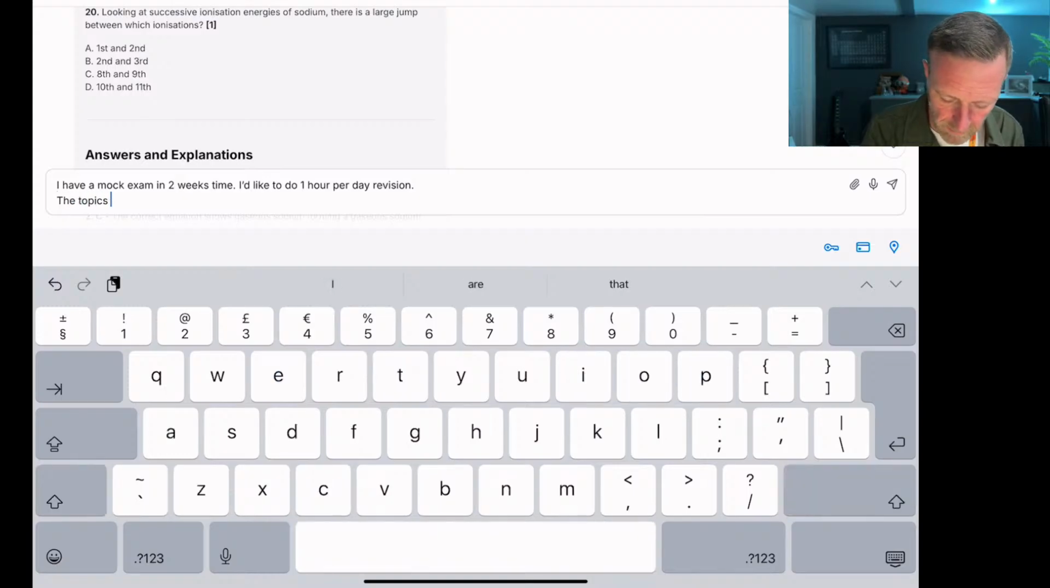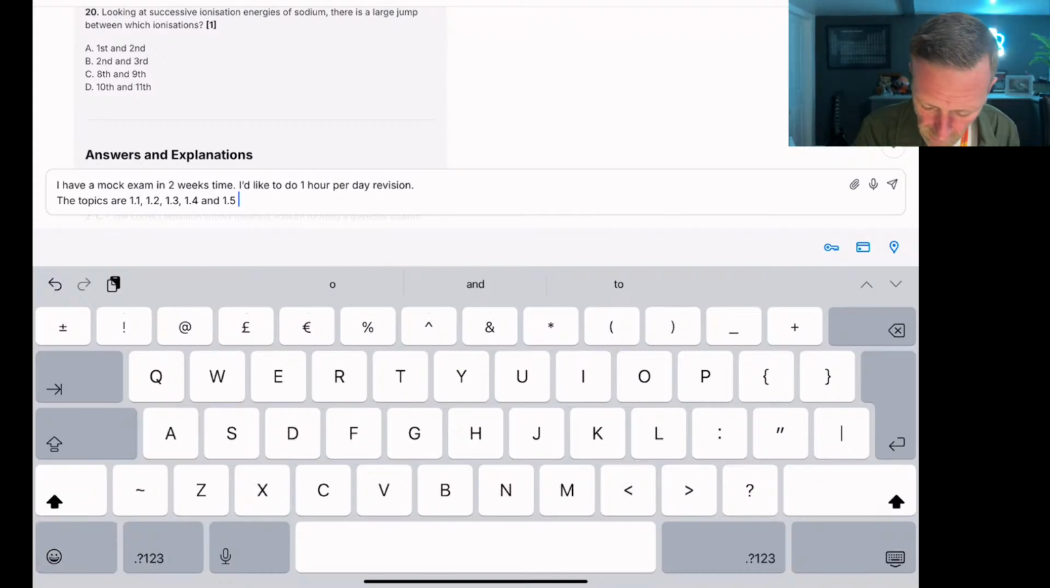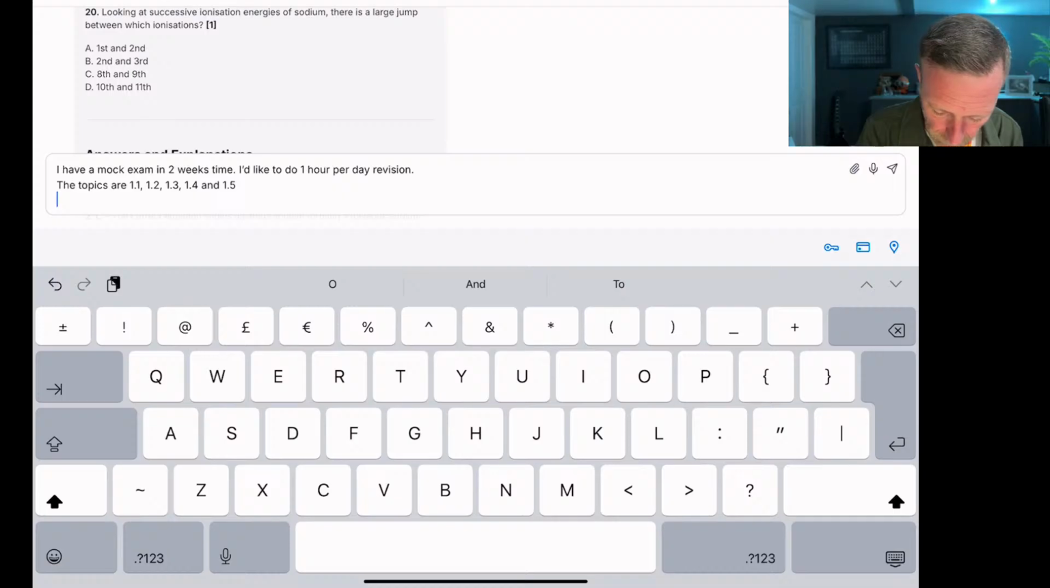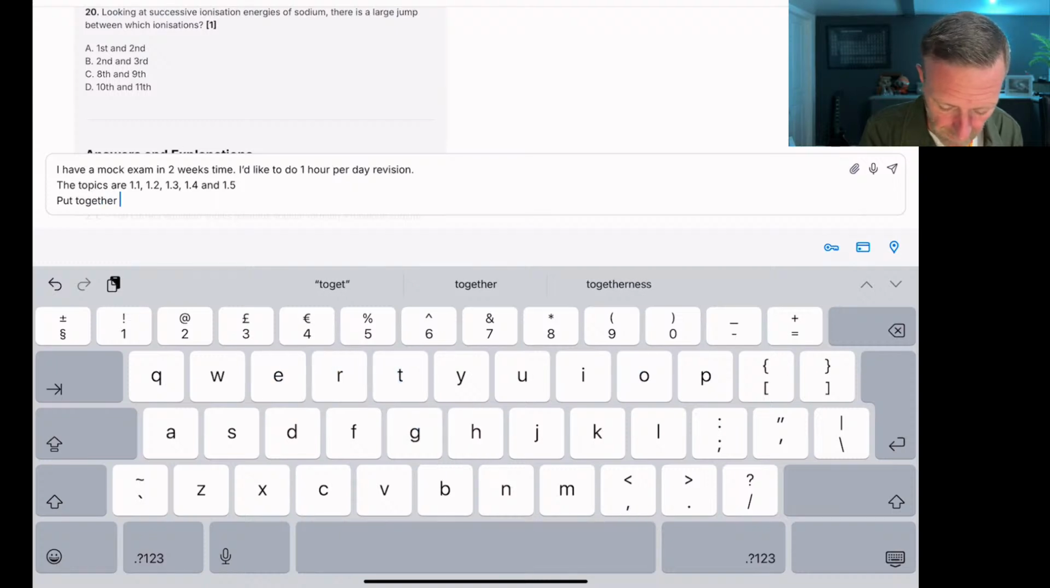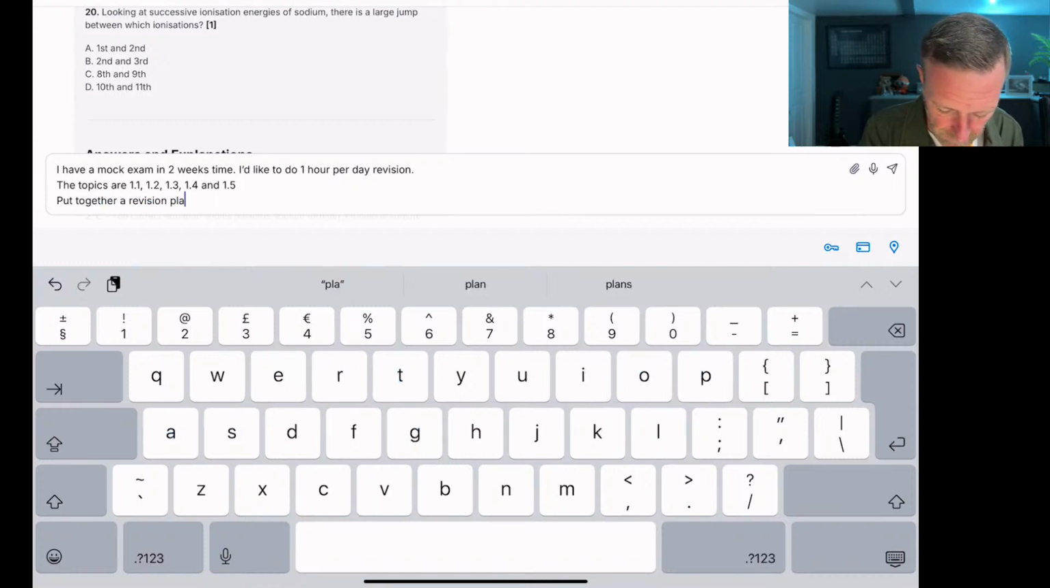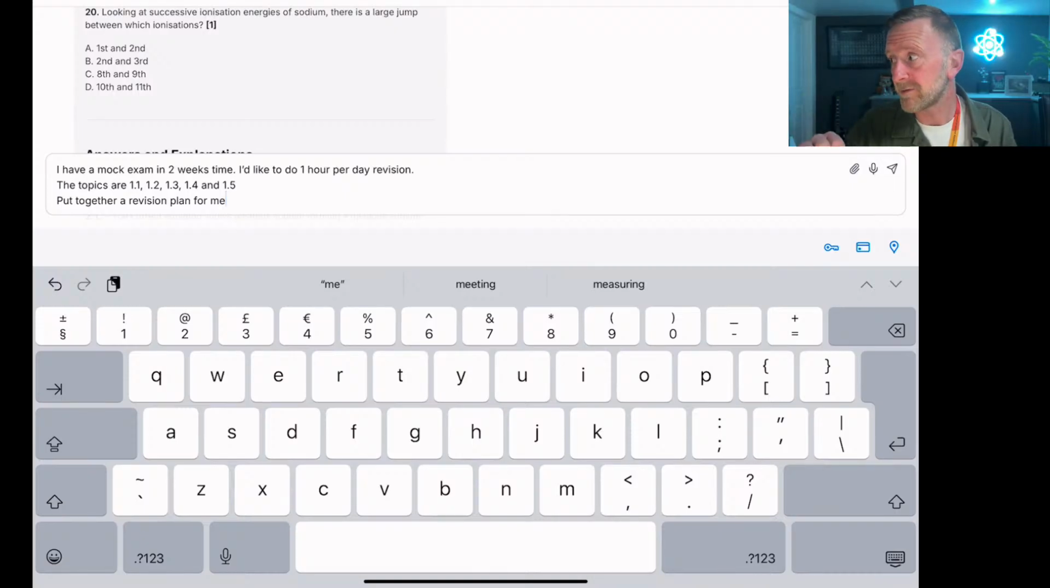The topics are 1.1, 1.2, 1.3, 1.4, and 1.5. Okay, so let's say you're doing a mock, it's only like a part paper or something like that. So let's go, put together, I'm just going to be vague on this, put together a revision plan for me. So I've told it what I need to do, when the exam is, so how long I've got, and what topics I want to revise. Okay, so off we go.